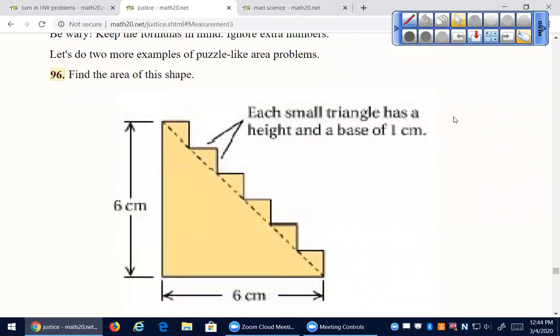Okay, here's a problem like a staircase. So it's 6 centimeters this way, 6 centimeters that way, and because we have 6 steps, each one is 1 centimeter going up or across. So what's the total area of the staircase?